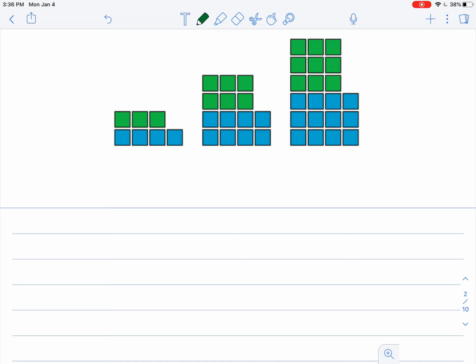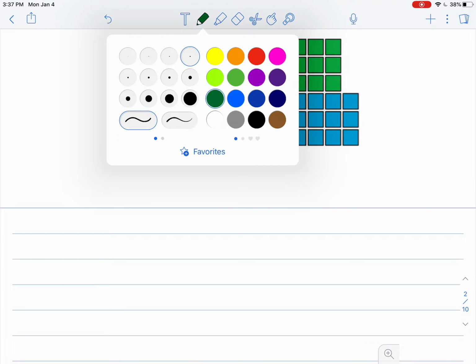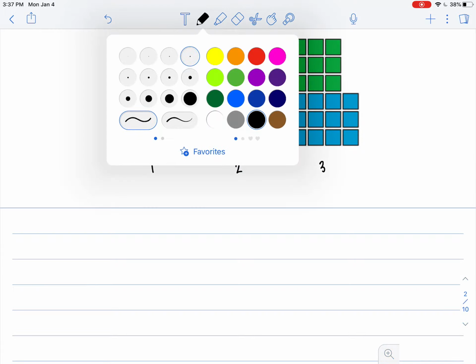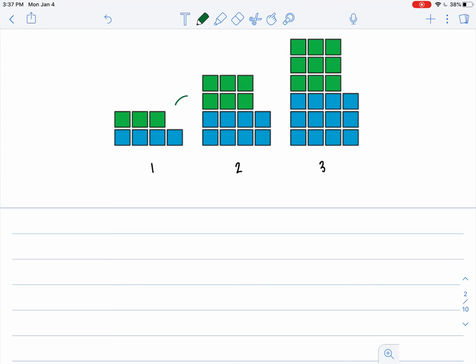So for today's Do Now, I asked students to take a look at the pattern in this picture. You could think of it as 3 separate pictures: image 1, image 2, and image 3. What most students noticed is that the green boxes are growing by 3, and the blue boxes are growing by 4s.